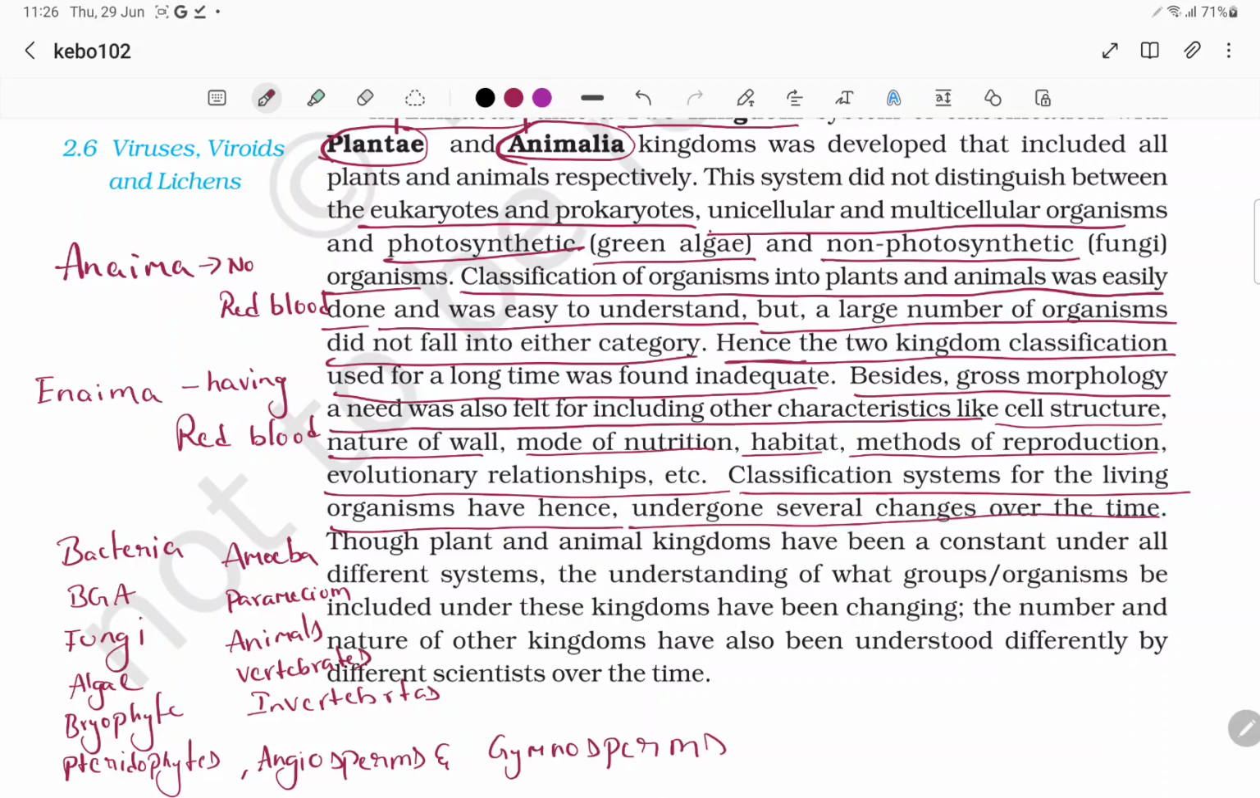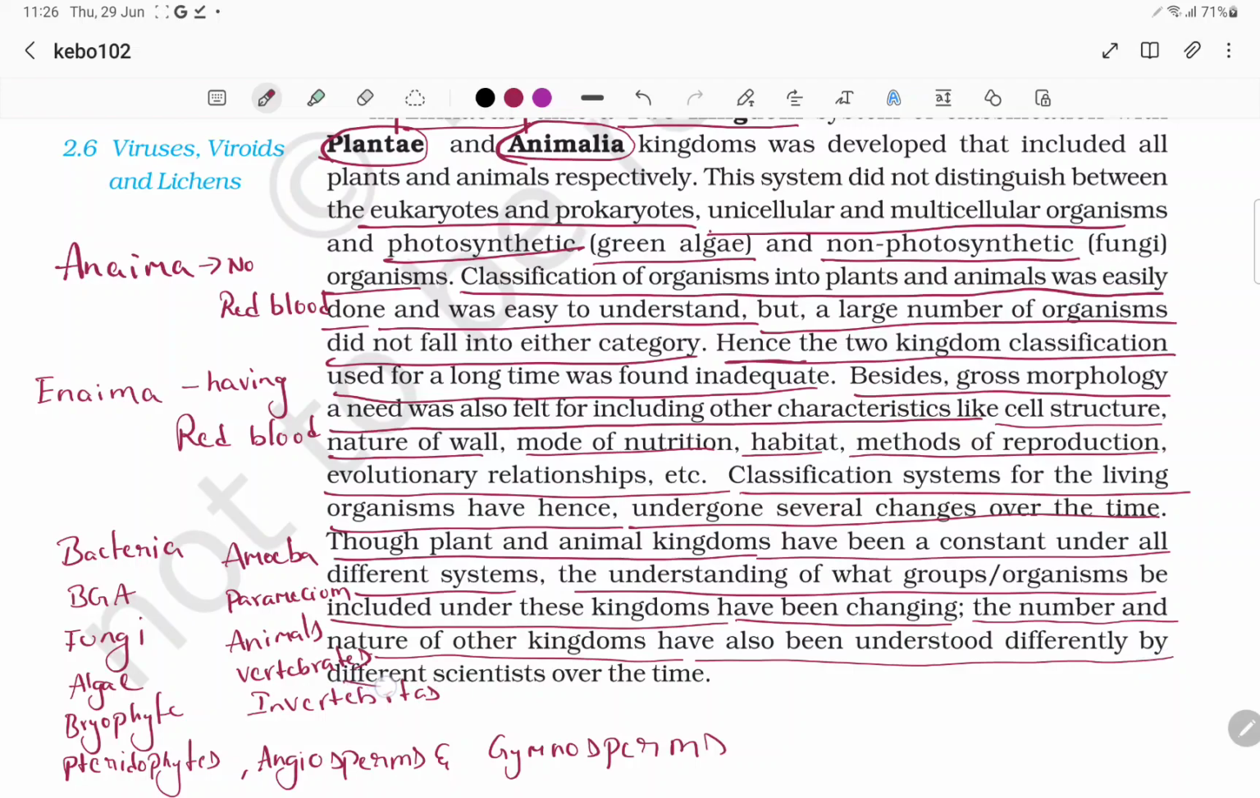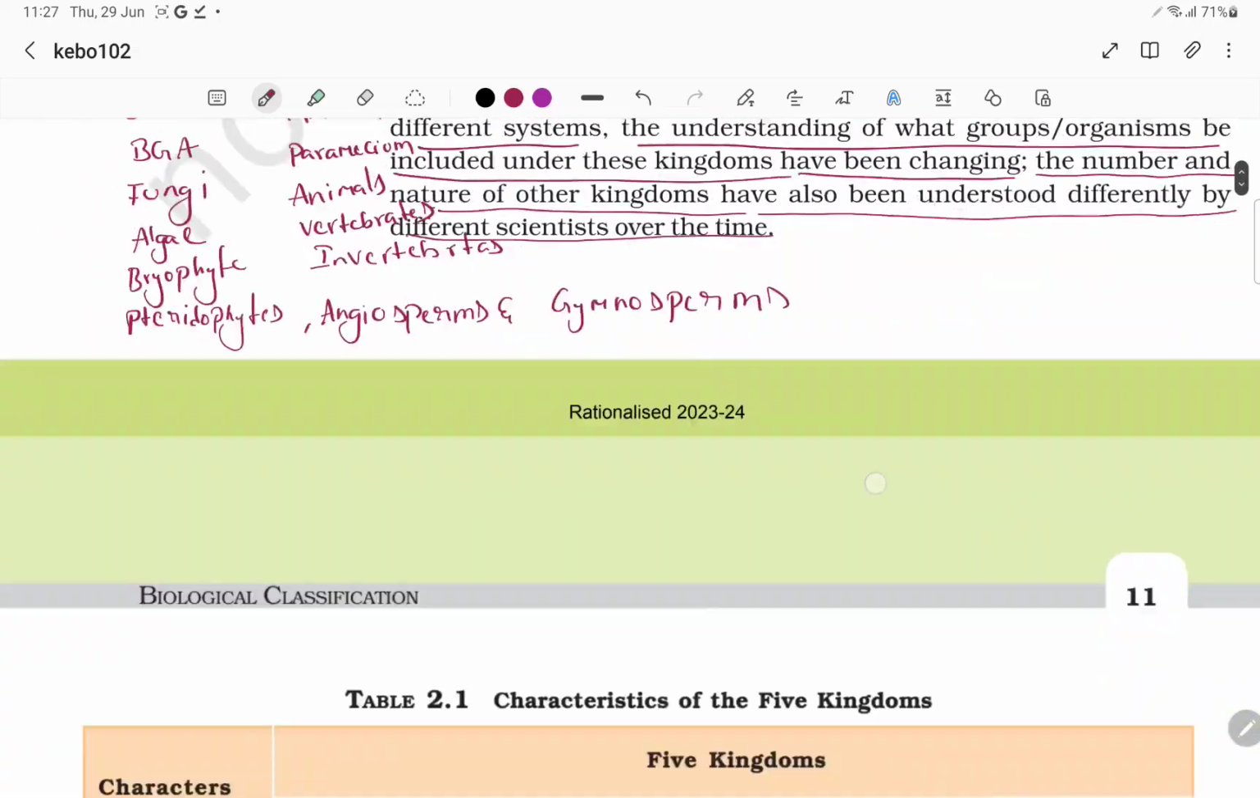So the two kingdom classification, which was used for a long time, is not accepted now. Though the plant and animal kingdoms have been constant under all the different systems, the understanding of what groups of organisms should be included under these kingdoms, how we have to segregate them, has been changing. The number and nature of other kingdoms have also been understood differently by different scientists over time.